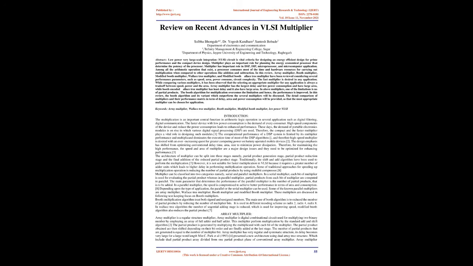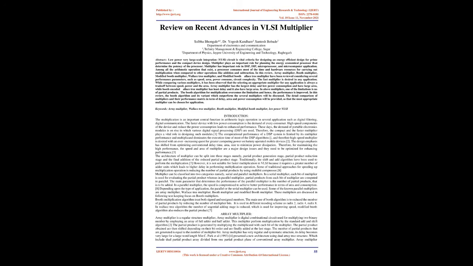In this review, array multiplier, Booth multiplier, modified Booth multiplier, Wallace tree multiplier, and modified Booth-Wallace tree multiplier have been reviewed considering several performance parameters, such as speed, area, power consumption, and circuit complexity. A fast multiplier is desired in any application. While comparing various multipliers, it has been observed that selecting an appropriate multiplier for any application is always a trade-off between speed, power, and area.